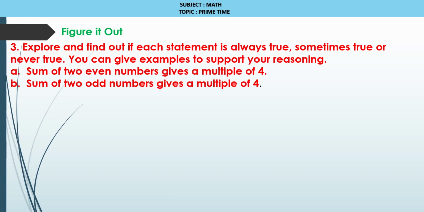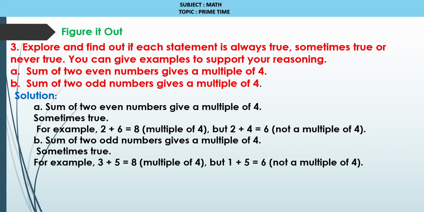Figure it out. Question number 3. Explore and find out whether each statement is always true, sometimes true or never true. You can give examples to support your reasoning. Sum of two even numbers gives a multiple of 4. This is sometimes true because 2 plus 6 is 8, and 8 we can write as 4 into 2, which is a multiple of 4. But 2 plus 4 is 6. We can't write this as a multiple of 4.